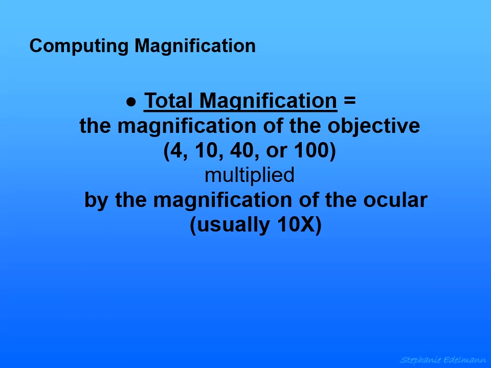In your question set, there's a couple of places where you're asked about total magnification. And that's simply the magnification of the objective lens multiplied by the magnification of the ocular lens. So that means your 4x scanning lens gives you a total magnification of 4 times 10x, which is 40x. And that's the same thing for the other ones.